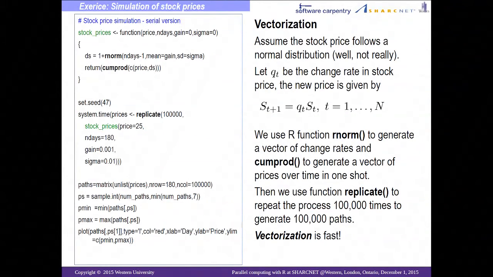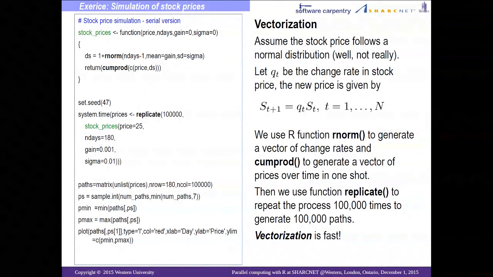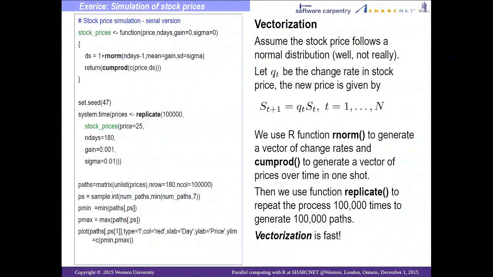And then we simply call the R function replicate to simulate 100,000 scenarios. There's no loop. We just use the function call replicate to replicate 100,000 scenarios. In this call to replicate, we put 100,000 first. That's the first parameter, and the second one is the actual function call.